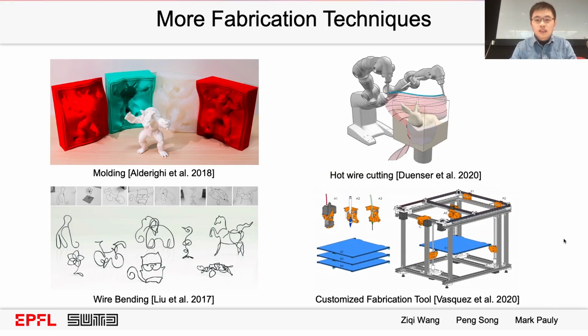There are more fabrication techniques that have not been discussed by our survey papers, like molding, hot wire cutting, wire bending, and customized fabrication tools. We also see a huge potential to develop interesting assembly methods based on these new fabrication techniques.